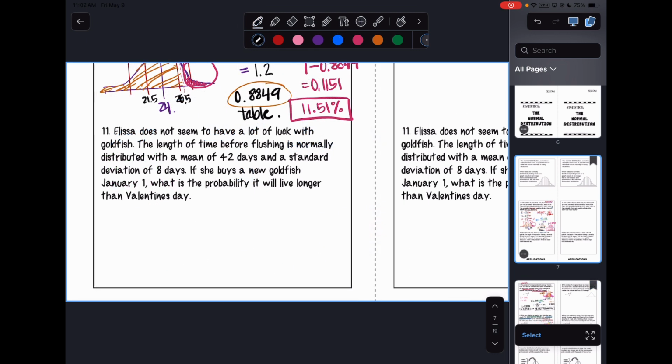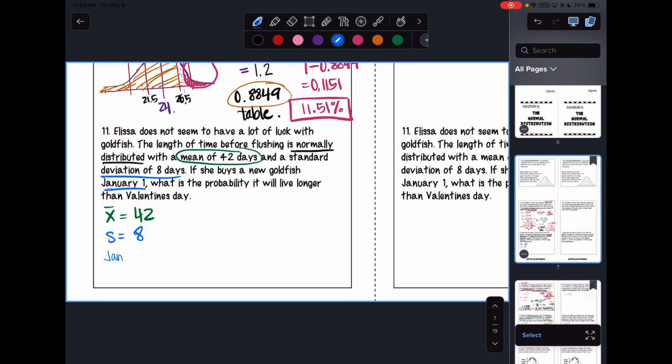What do you think? Lisa does not seem to have a lot of luck with goldfish. The length of time before flushing is normally distributed with a mean of 42 days. X bar equals 42 days. And a standard deviation of 8 days. Okay? If she buys a new goldfish on January 1st, what is the probability that it will live longer than Valentine's Day?